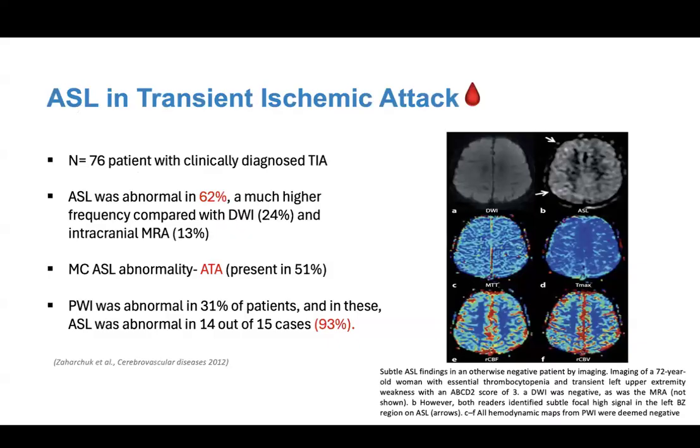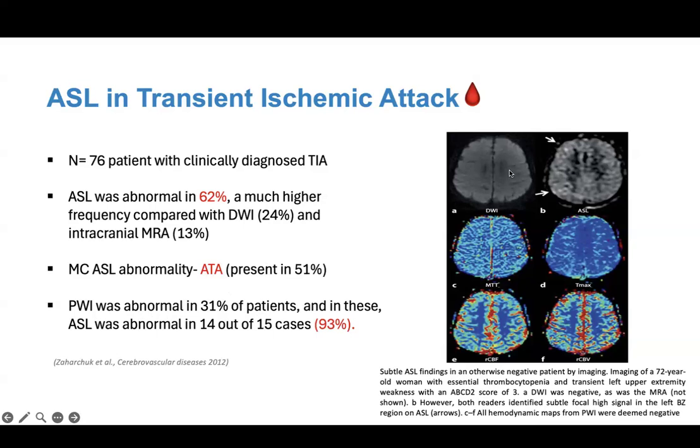And ASL in transient ischemic attack. This is a study conducted by Zaharchuk et al. again in 2012. 76 patients who came with clinically diagnosed TIA underwent ASL and MR imaging. ASL was abnormal in 62% of the patients, which was much higher compared to diffusion weighted imaging, which was positive in only 24% of the patients. The most common abnormality was arterial transit artifacts. And whenever the perfusion weighted imaging was abnormal, in almost 93% of the cases, ASL was also abnormal.